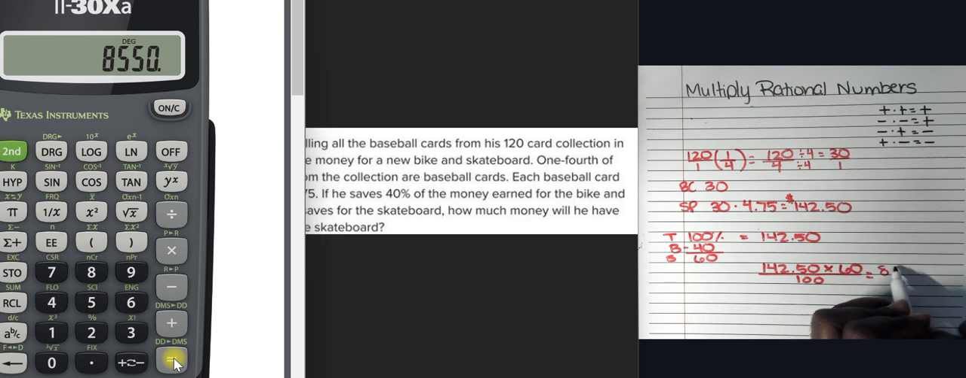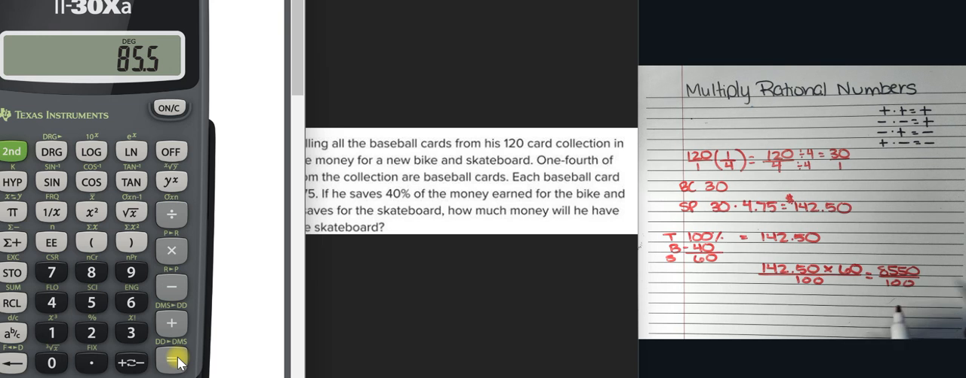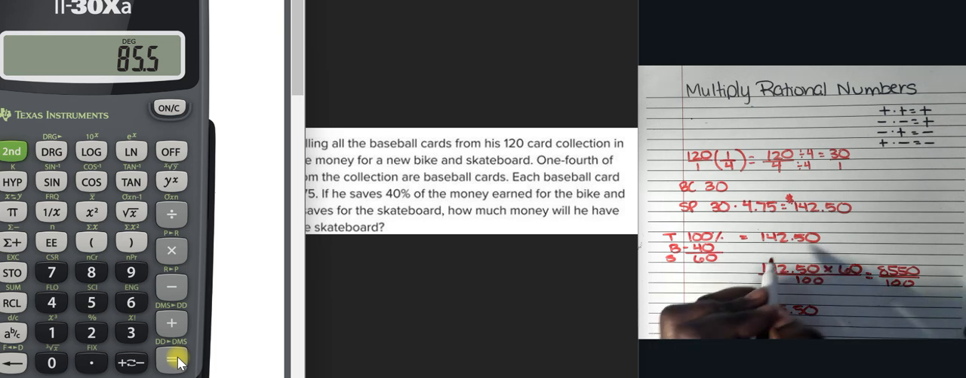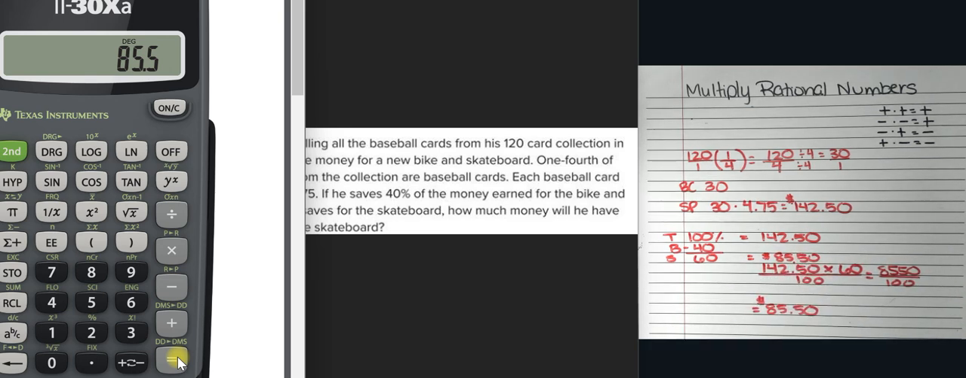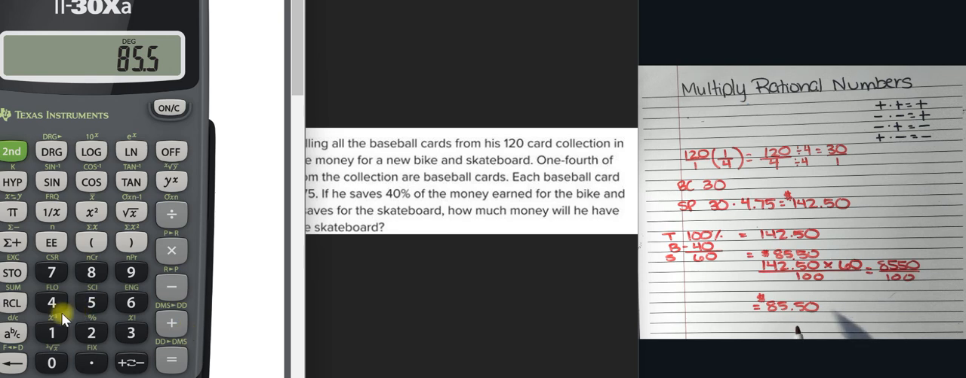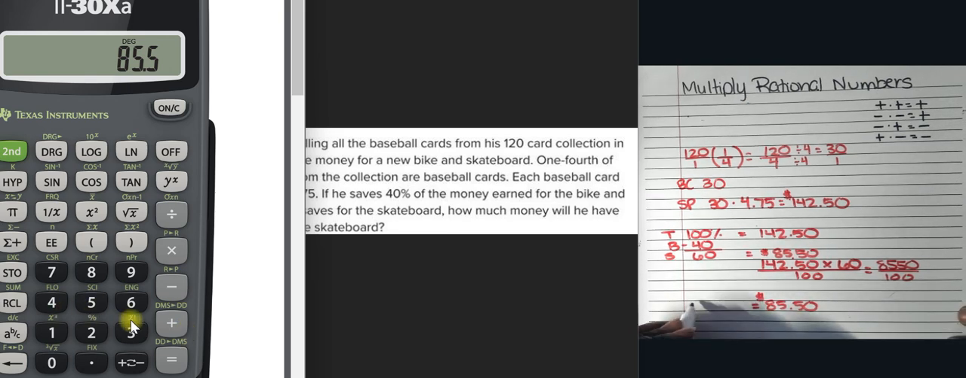That gives me 8,550. You're going to divide that by 100. Once you divide that by 100, we get $85.50. So he's going to save $85.50. Okay. So that is going to be the amount that's here. $85.50 is the 60% that he's saving for his skateboard. And you are all set.